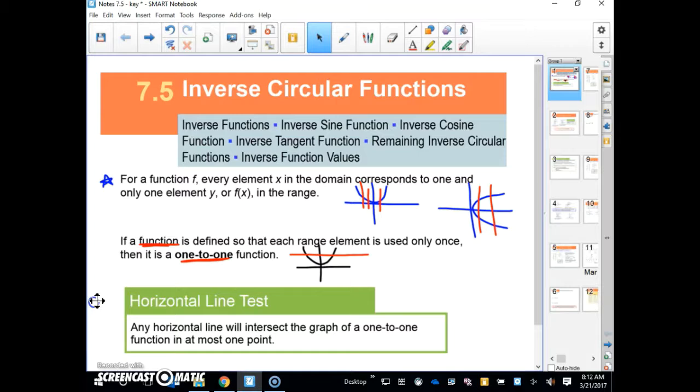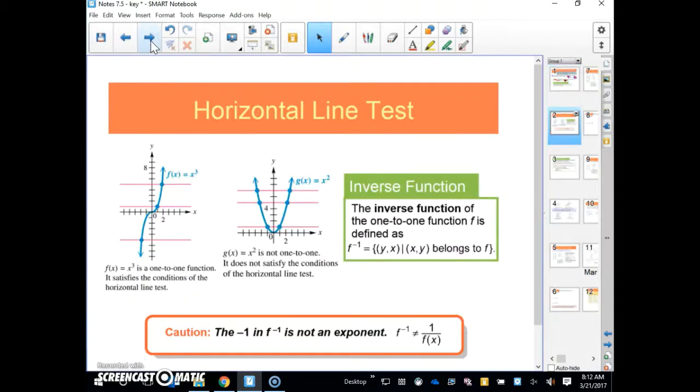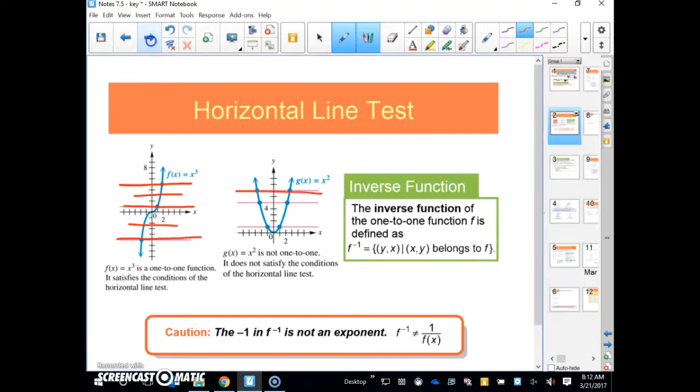Okay? Any horizontal line will intersect the graph of a one-to-one function in at most 1 point. So one-to-one, it's got to pass the horizontal line test. So here's an example of something that does. X cubed passes the horizontal line test, but x squared does not pass the horizontal line test.